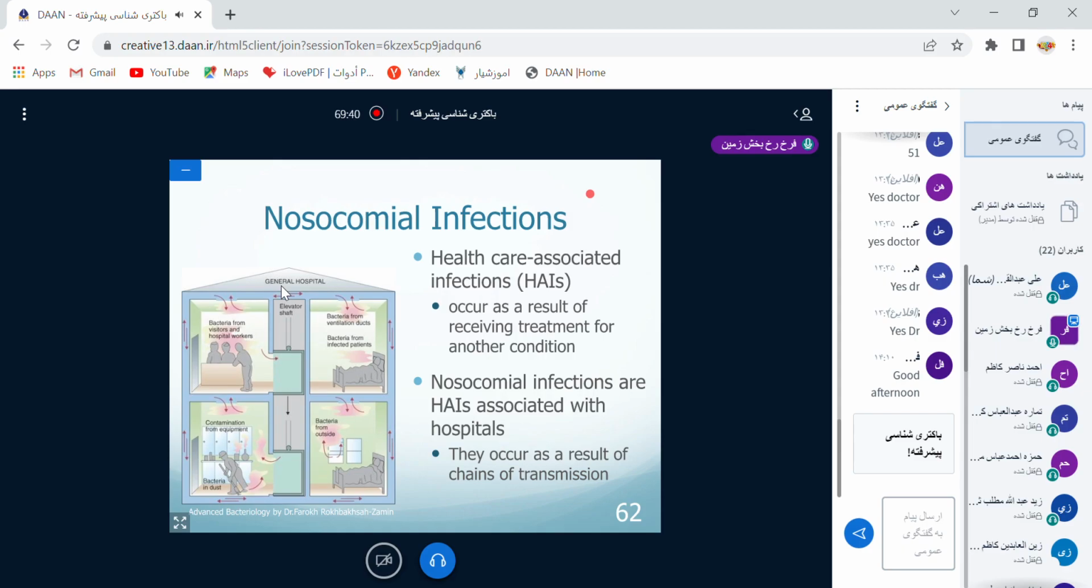Nosocomial infections. Healthcare associated infections, HAIs, occur as a result of receiving treatment for another condition. Nosocomial infections are HAIs associated with hospitals. They occur as a result of chains of transmission.